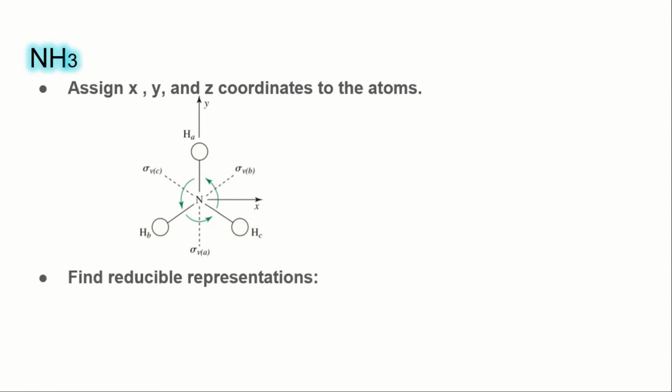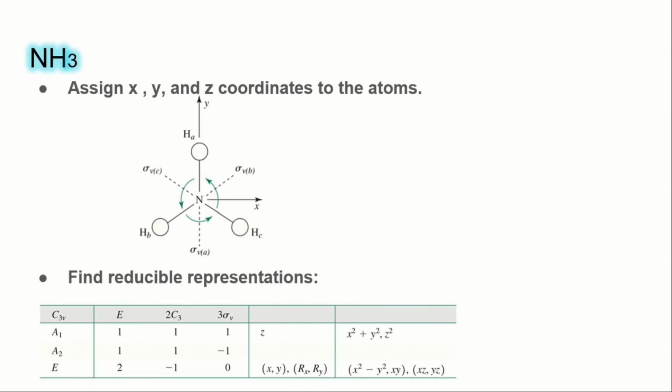Also, with the help of the character table, we find the reducible representation for the 3 hydrogen atoms' 1s orbitals. Since we have 3 hydrogen 1s orbitals, one will have A1 symmetry and the other 2 will have E symmetry. As already mentioned, NH3 is a more complex molecule, because it has more than 2 atoms attached to its central atom. This is different from CO2 and H2O for that reason.